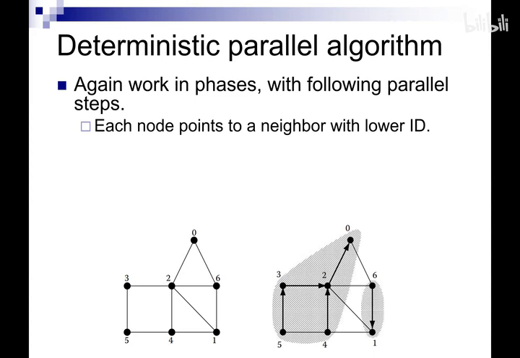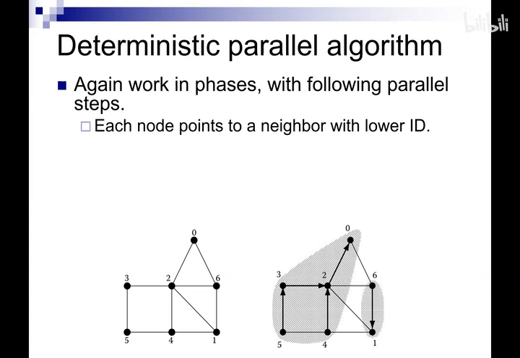But because it's a contraction-based algorithm, it's again going to be working in phases. So each time you contract the graph in some way and you make it smaller, but you preserve the set of connected components. And you keep doing this until you're down to k nodes, where k is equal to the number of connected components.